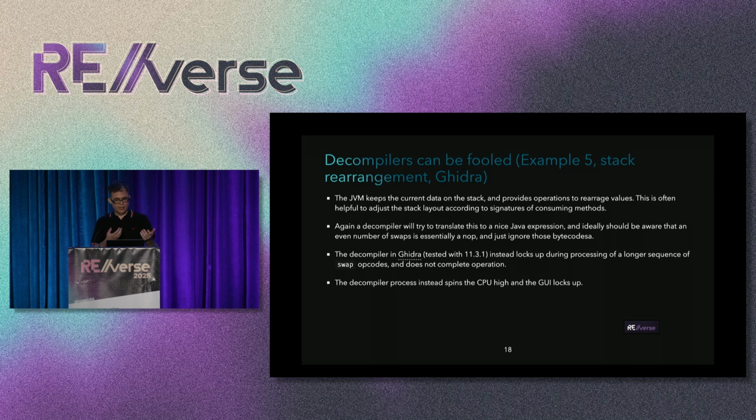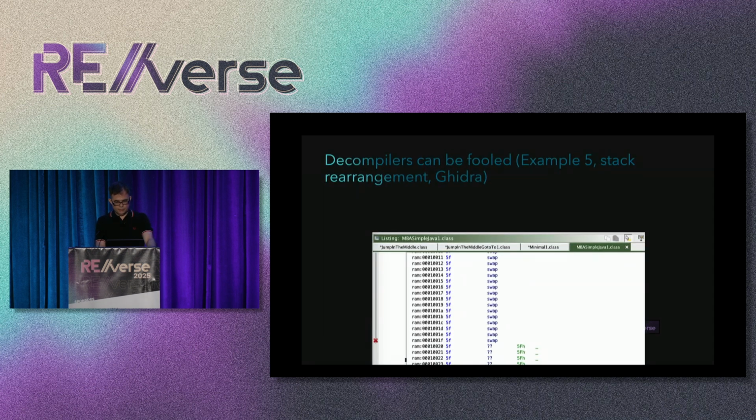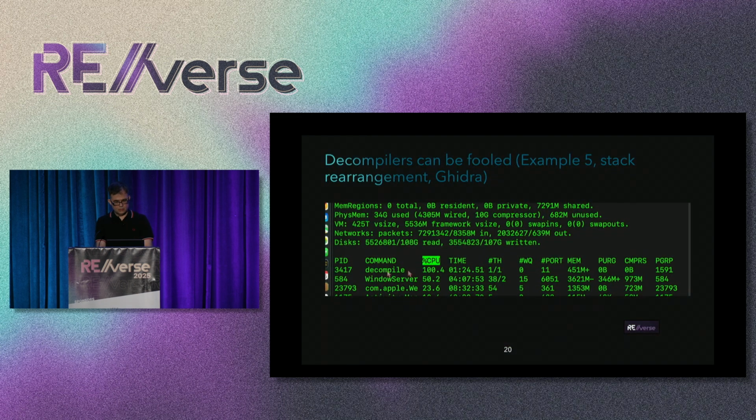Here, for example, we have the swap operation. We have two values on the stack, or many, and the last two can always be swapped with a swap operation. So if you have two swaps behind each other, it's again a nop. JDIScript should just delete it away, but instead it spins the CPU high and the GUI locks up. So here it made it until this point, and here until it did not understand anything anymore, and yeah, it gave up. And this computed for some hours until the battery was empty.